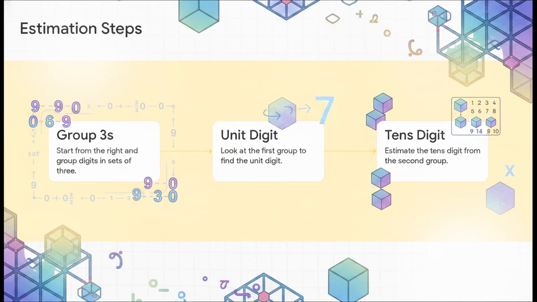Here are the exact steps. Step 1. Start from the right side of your massive number and group the digits into sets of 3. Step 2. Look at that first group on the right. This is going to magically unlock the unit digit of your final answer. Step 3. Look at whatever numbers are left over on the left, your second group. You use basic cube knowledge to estimate the tens digit. Okay, let's actually apply this together.